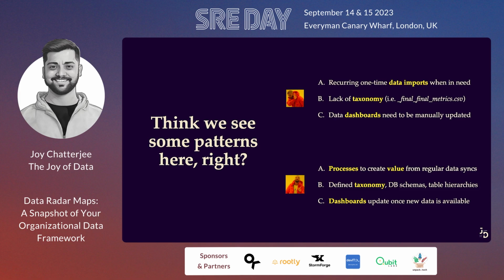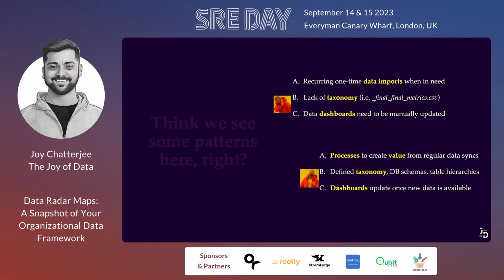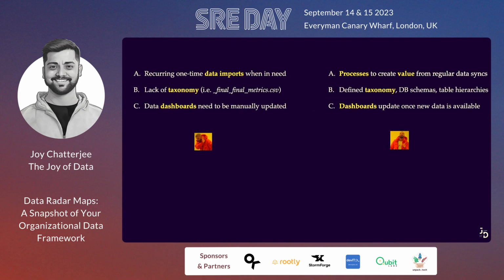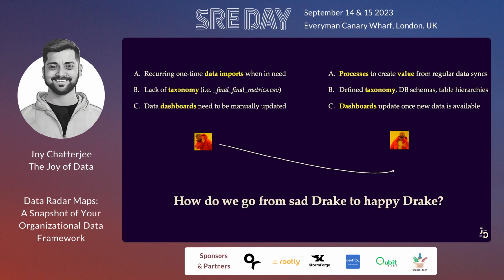The question you really want to ask yourself is, okay, if that's where I am and that's where I want to go, and going back to this meme of Drake, the idea is, how do we really go from sad Drake to happy Drake, right? Because what's important is we want to move towards organizations which are more future data driven, or at least proactive in the way they work with data.